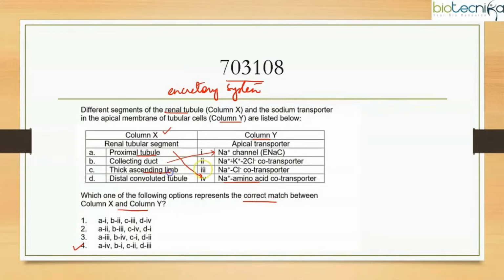C, the thick ascending limb has 1 sodium, 1 potassium, 2 chloride co-transporter. So this is very simple. C matches with 2. And again D, the DCT part of the renal tubule, you have sodium chloride co-transporter, right? So now we see that the correct answer for this question is option 4. I would say it's a very easy question. Whoever solved it would have got it correct.